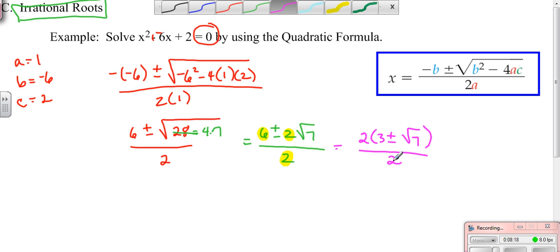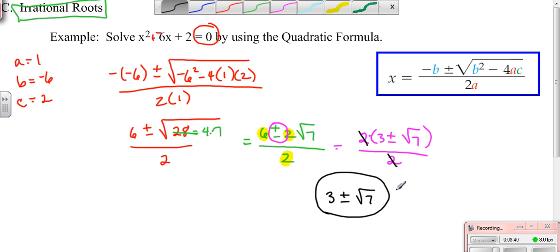Now why do I do this? Remember, we can never cancel next to addition or subtraction, so I need to turn this into a multiplication problem. 2 divided by 2 is 1, and my answer is 3 plus or minus the square root of 7. That's two answers, 3 plus the square root of 7 and 3 minus the square root of 7. This is exact, and this is how we want to leave it, so you never need to go to your calculator.